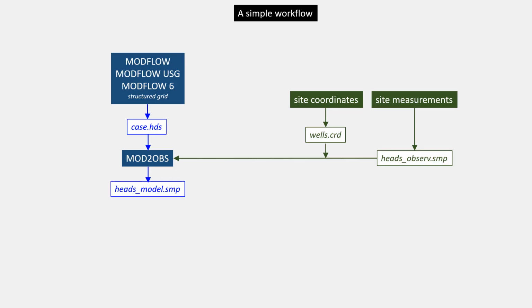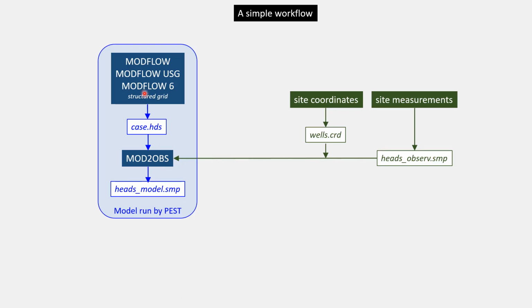Mod2obs does both spatial and temporal interpolation at the same time. Mod2obs reads this binary heads file and interpolates the array of heads that it finds in that file to the sites and the times at which we have measurements. After it's done the spatial and temporal interpolation, it records the outputs of this dual interpolation process to its own site sample file, in this case called heads_model.smp. So this then is the model that's run by PEST.